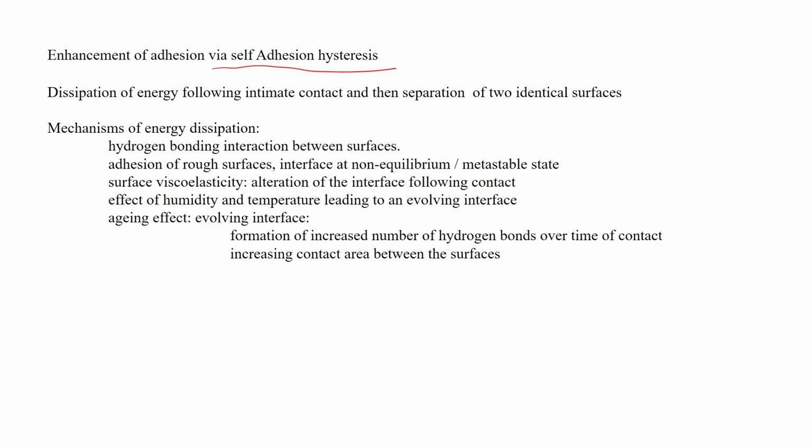Basically, the idea here is the dissipation of energy following intimate contact and then separation of two identical surfaces. It is called self adhesion because the material is adhering to itself, and the energy dissipation happens in different ways. One is hydrogen bonding interaction between surfaces. So, let us say one surface is there, another surface is there, and initially there was no hydrogen bonding, but as you give it more time and apply more load, these surfaces come into more and more intimate contact, and they have groups which can form hydrogen bonds, and they lead to formation of hydrogen bonds across this.